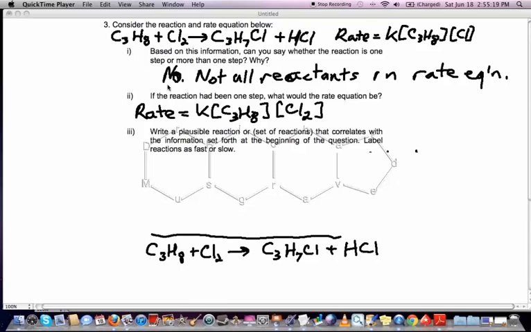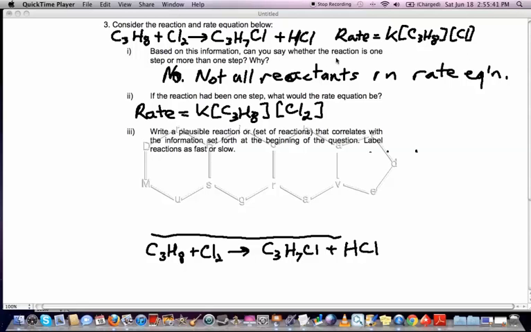Let's look at another example of a problem where we have to figure out what the steps are involved in these reaction processes. So we've got C3H8 plus Cl2 gives C3H7Cl plus HCl. That's our reaction. We're told that the rate equals k[C3H8][Cl]. That's not Cl2 there, that's Cl. So what does that tell us?